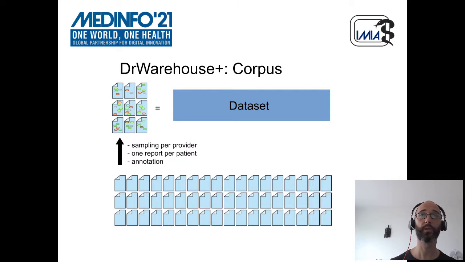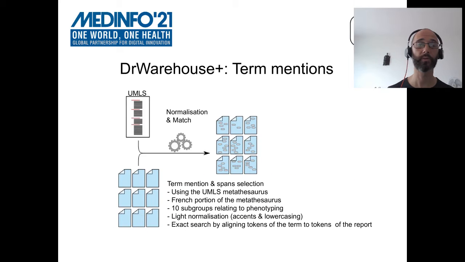So the annotation is based on what was found by matching, so this part doesn't change. We use the UMLS metathesaurus as a lexicon, so the Unified Medical Language System, and we use only the French portion of the metathesaurus since we are dealing with clinical reports that are written in French. Then from the lexicon, we take only 10 semantic subgroups that relate to phenotypes. On the terms that were in these subgroups, we do light normalization, which is accent removal and lower casing, and we do the same treatment to clinical reports, and then we align tokens in the clinical reports to the ones of the lexicon, and we find the matches.